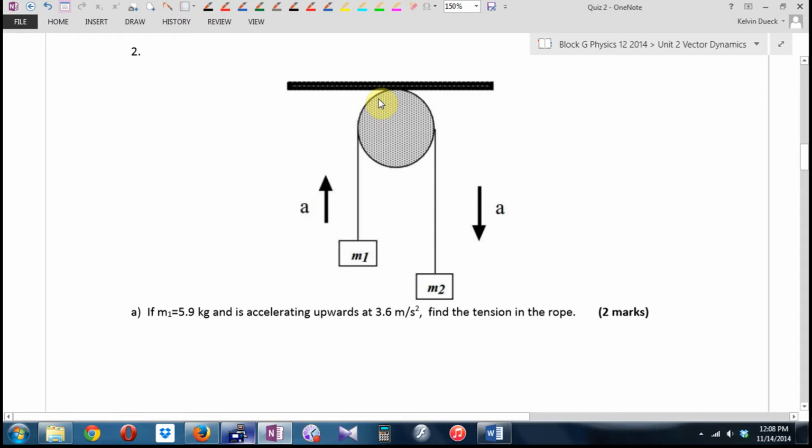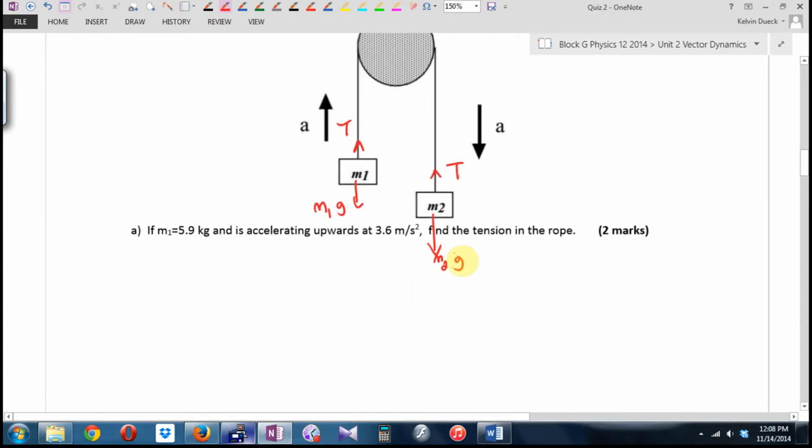Number 2, an Atwood machine. A little tricky Atwood machine because they didn't give me a mass. I would draw the acceleration arrows. Oh, I did in the picture for you. Okay. Well, I'm going to start out the same way. m1g, tension. m2g, tension. It says find the tension. They gave me the acceleration, and they gave me mass 1. I'm going to write tension minus m1g equals m1a. Tension is going to be m1a plus m1g.